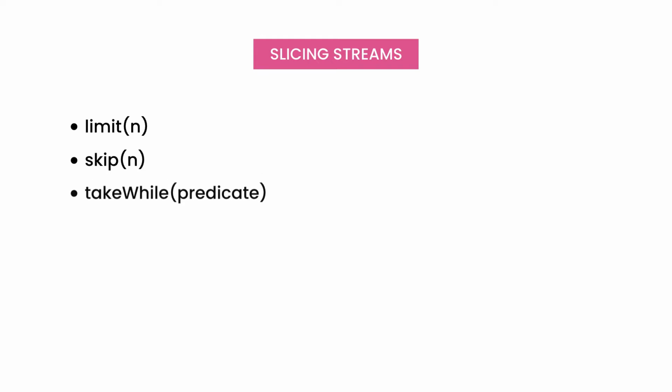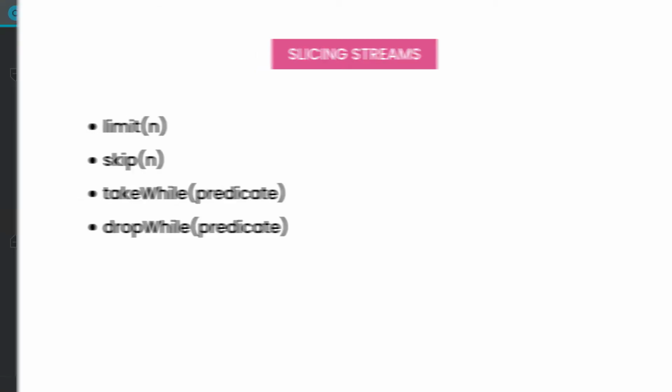We also have take while and drop while, which take a predicate. So with take while, we can pass a predicate and say, hey, as long as this condition is true, keep taking elements from this stream. Let me show you how to work with these methods.